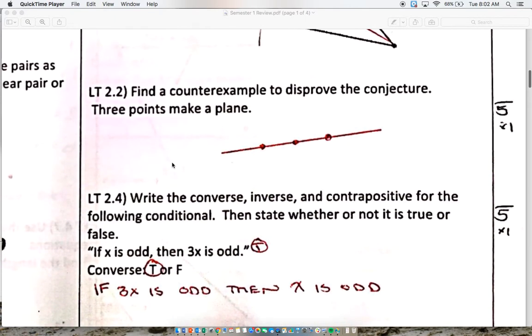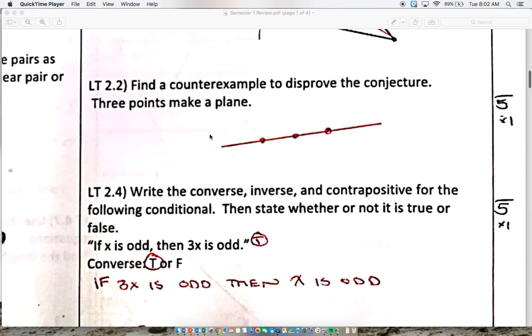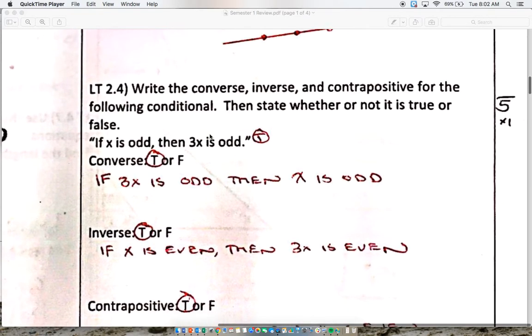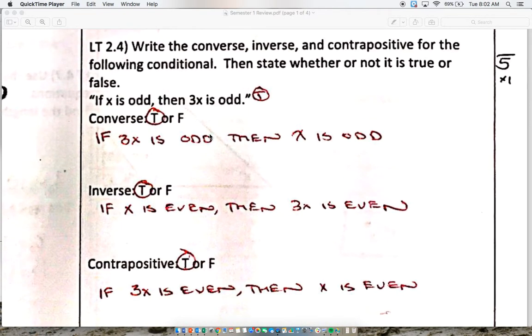All right, real simple. Find a counterexample to disprove the conjecture. In this case, it says 3 points make a plane. Well, just draw a simple little picture where 3 points don't make a plane. And of course, the example here would be when you got 3 points that make a line instead of a plane. Okay, converse, inverse, and contrapositive.